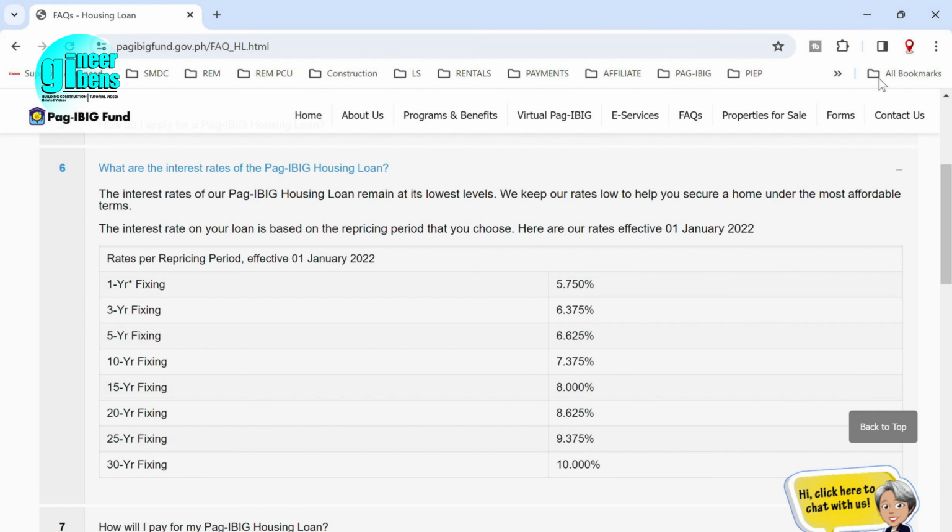Like for example, in the case sa Pag-ibig, para mas ma-visualize natin at maintindihan natin. So for example, itong first year fixing period ng Pag-ibig is only 5.75% yung interest rate niya. This is actually effective in 1st of January 2022, and until now, ito pa rin yung ginagamit nilang interest rate corresponding doon sa mga repricing period. So sa 3 years, which is ito yung sa loan ko, 6.375%. And then 6.625 for 5 years. For 20 years, actually meron 10 years, 15. For 20 years, 8.625%. So lumalaki siya, di ba? So in 30 years, meron kang 10% interest rate at yung fixing period nun ay 30 years.